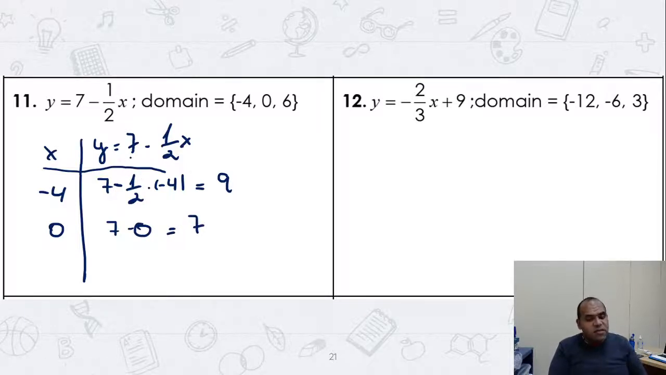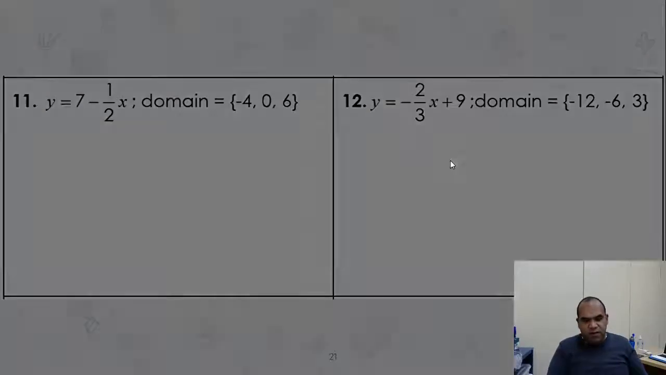And the next is number 6. I'm looking for 7 minus a half times 6 positive. 6 times 1 is 6. 6 divided by 2 is 3. 7 minus 3 is 4. Great. I have the result over here.